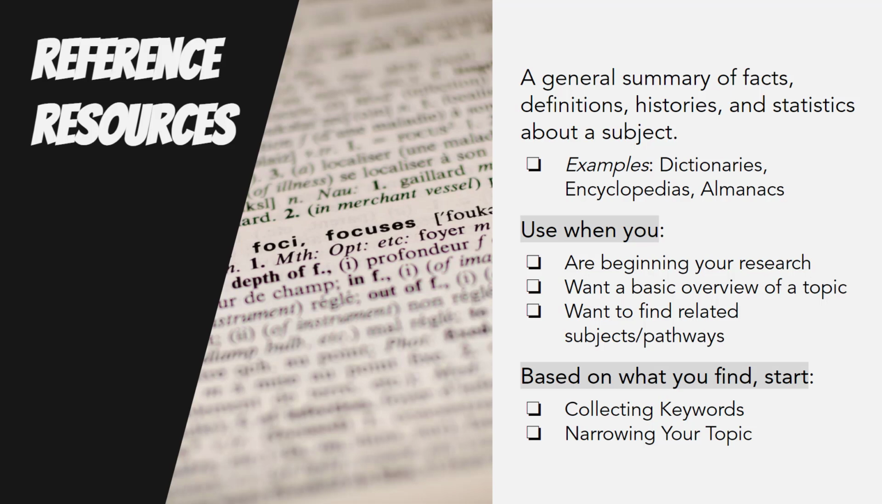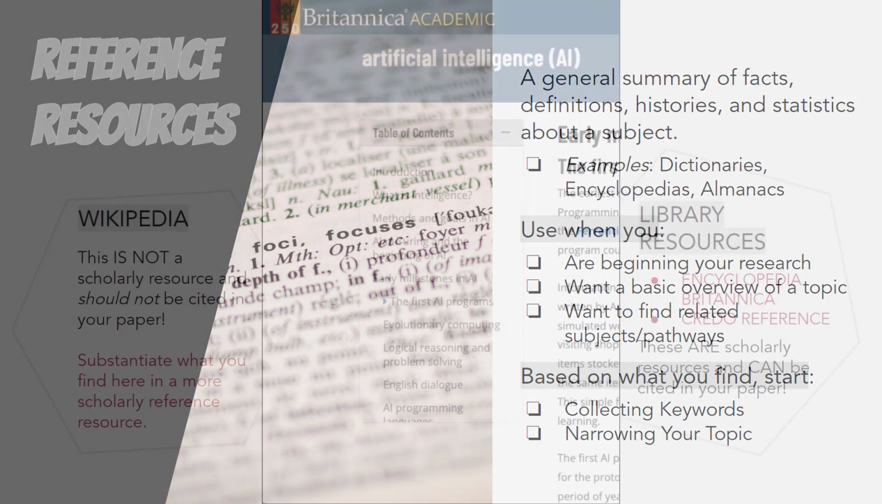Reference resources are things like dictionaries or encyclopedias. They provide you with a broad overview of the topic, highlighting useful facts and figures, and ultimately just the history of it. Consulting with reference resources at the beginning of a research assignment is particularly important, as it can point you in new directions that you might not have otherwise thought of.